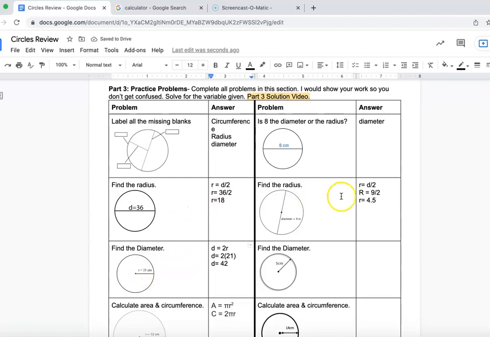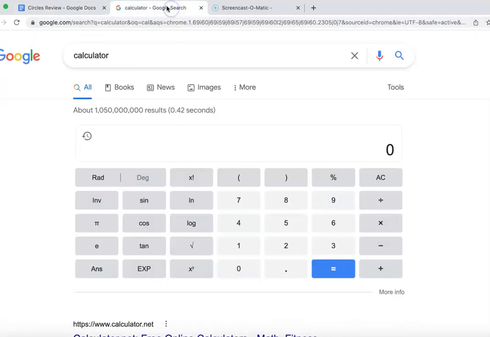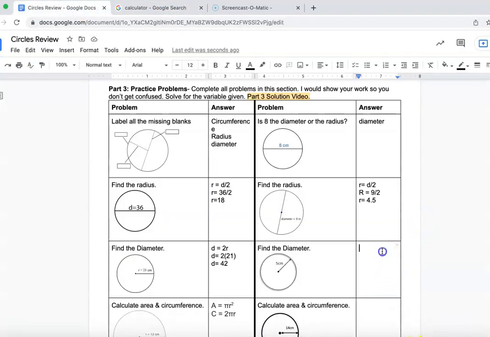Again, if you need to use a calculator for any of these, you can go ahead and search one up. And then the diameter equals 2r. Diameter equals 2 times the radius is 5, so the diameter equals 10. So if you have the whole distance across, you're cutting it in half, dividing it by 2. And if you have half the distance, you are doubling it, or multiplying it by 2.